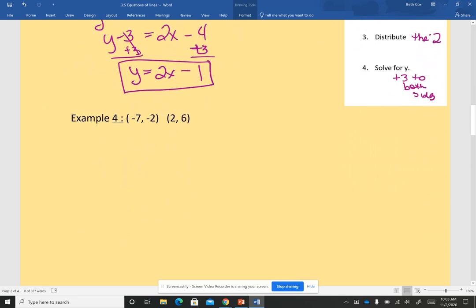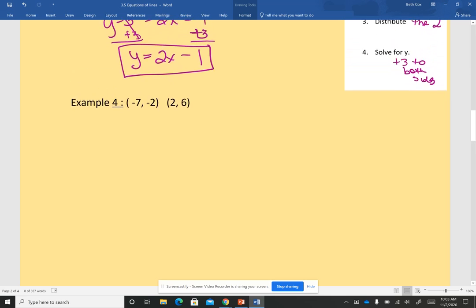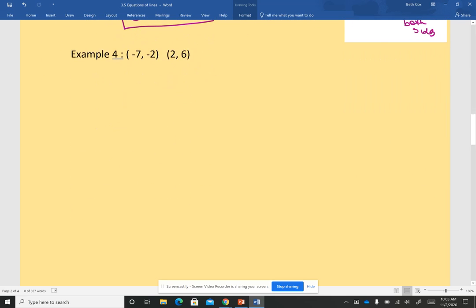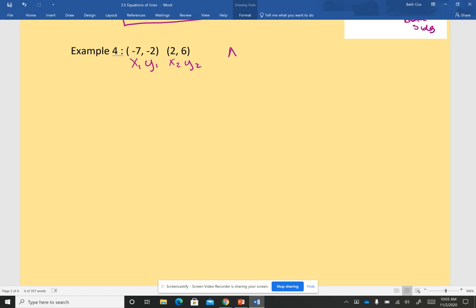All right, example 4 real quick. Again, exactly the same steps as example 3. This is my x1, y1. This is my x2, y2. I need m first. So I'm going to do 6 minus negative 2, and then I'm going to do 2 minus negative 7. They have double negatives here, so they'll turn to plus. So that's 8 over 9.